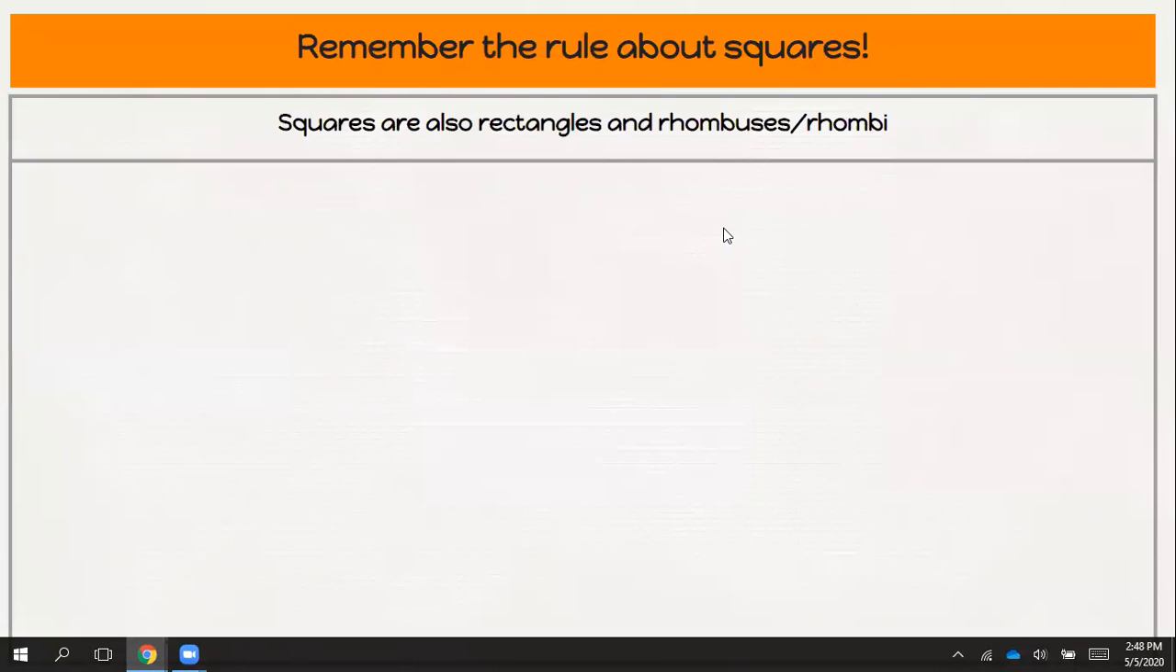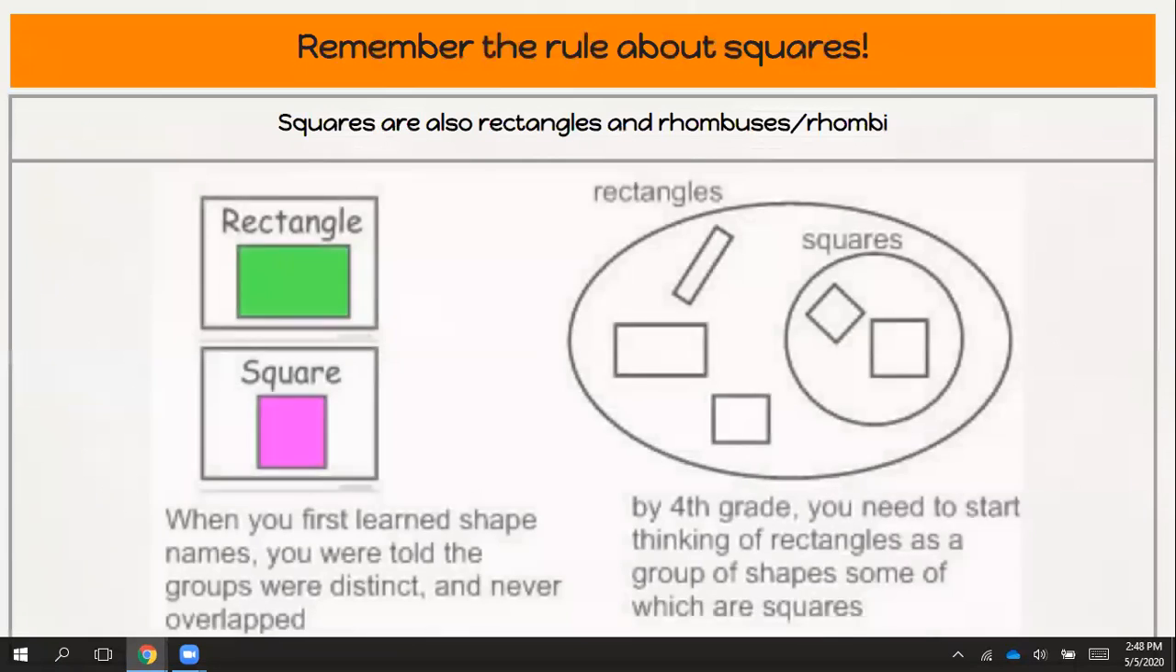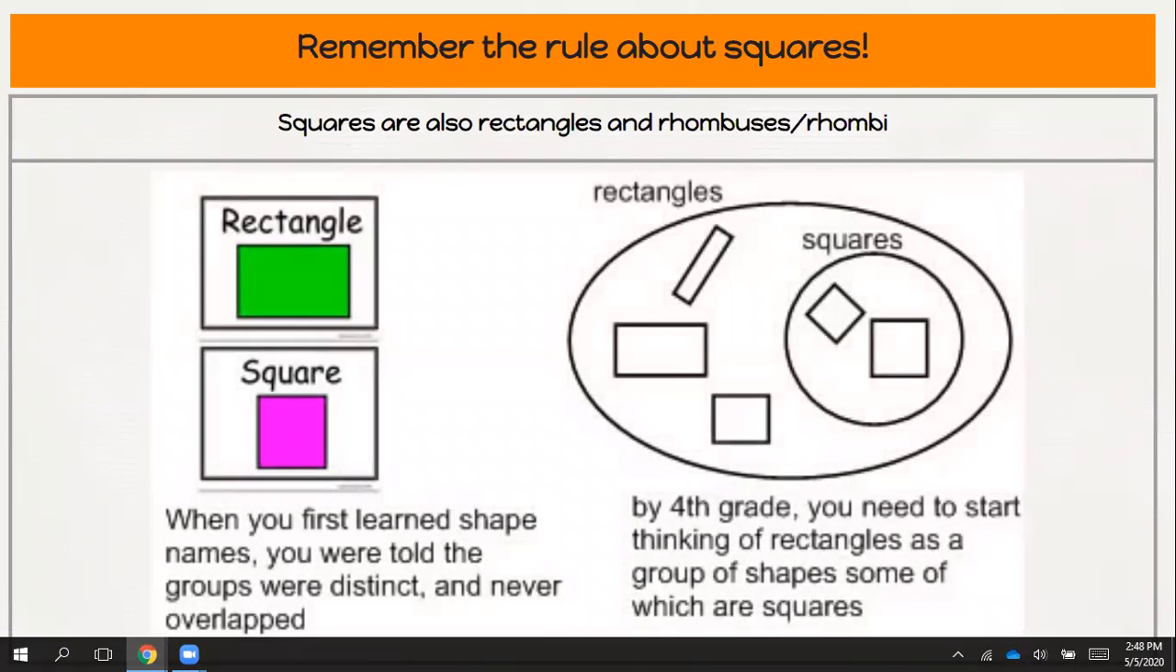Another thing to remember is the rule about squares. Remember that squares are also rectangles and rhombuses or rhombi because they have the same characteristics that are required for rectangles and rhombuses. And by the time that you're in 4th grade, it's really important for you to start thinking of rectangles as a group of shapes, some of which are squares.